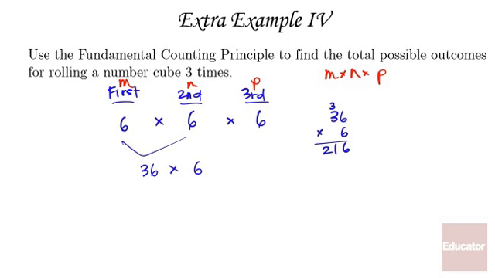And just to list out a couple. The first time you roll it, you can roll a 2, right? The second time you roll it, you can roll out a 1. The third time you roll it, you can roll out, let's say, a 1, right? So that's just one of the 216 different possible outcomes, okay? So my answer is 216.